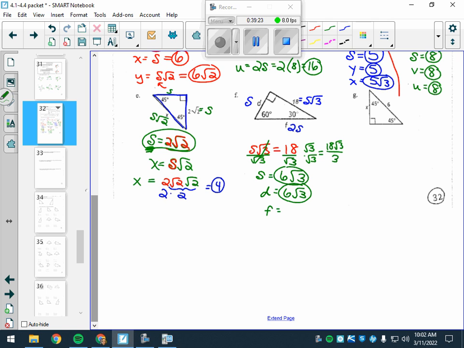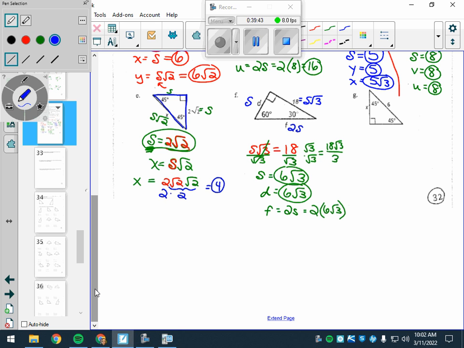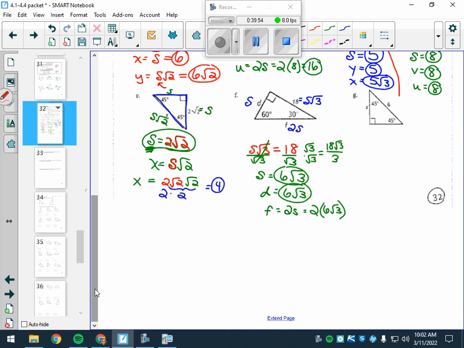F equals 2S, which is 2 times 6 root 3. How do I do 2 times 6 root 3? What's that going to equal? Wesley? Well, it's not really distributing because there's no plus or minus sign. You're really just multiplying 2 times 6 times root 3. And the 2 and the 6 are whole numbers, and the root 3 is not. So can we multiply non-whole numbers with whole numbers? No. So the root 3 actually stays a root 3.